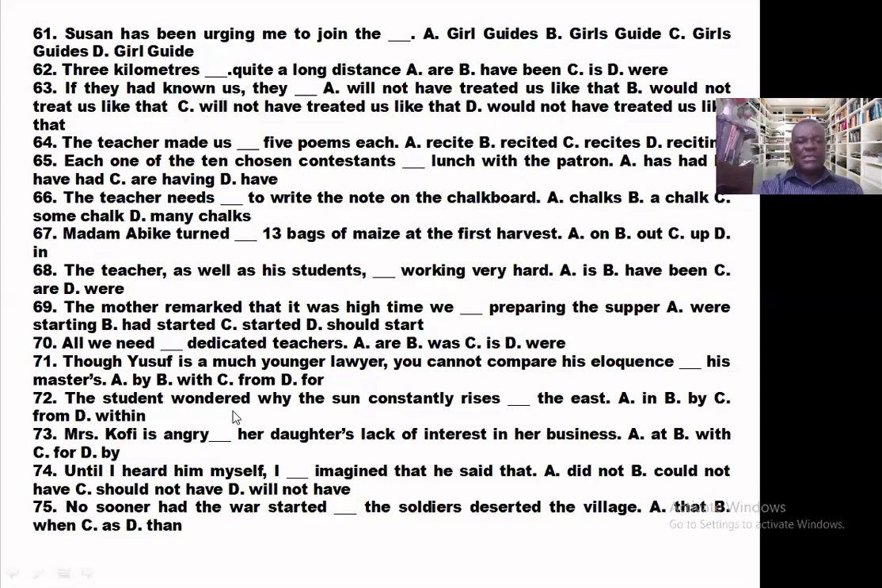72: The student wondered why the sun constantly rises in the east. Rises in the east, so option A is correct.